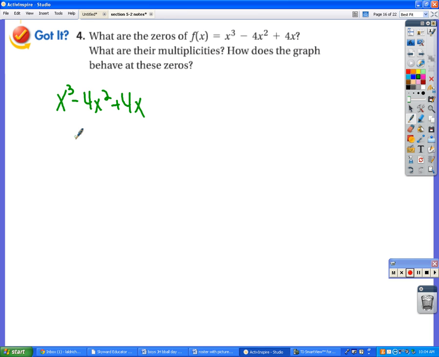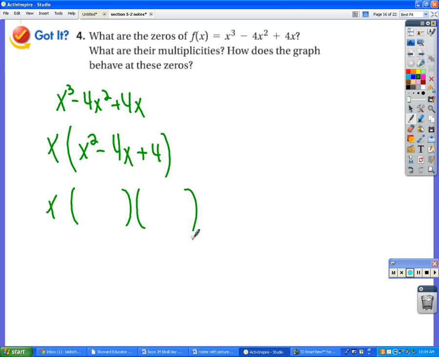What can I factor out of all these? Not an x squared, just an x. And then what's left? x squared minus 4x plus 4. Okay, now factor the stuff inside the parentheses. Two numbers that multiply together to be positive 4 and add to be negative 4. Negative 2 and negative 2. Because negative 2 times negative 2 is 4, and negative 2 plus negative 2 is negative 4.